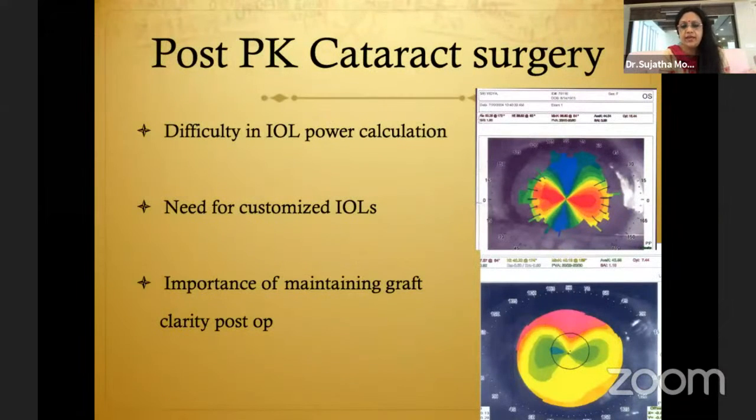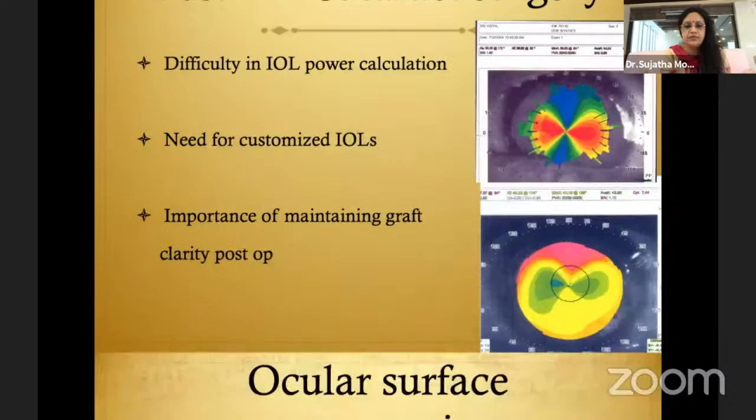So this is one of my patients who had 14 diopters after a DALK for a keratoconus, and after suture removal, she dropped to 7 diopters, and she needed a customized IOL. And the most important thing is that in post-PK or DALK surgery, maintaining the post-operative clarity of the graft is also very important. So good viscoelastics need to be used.